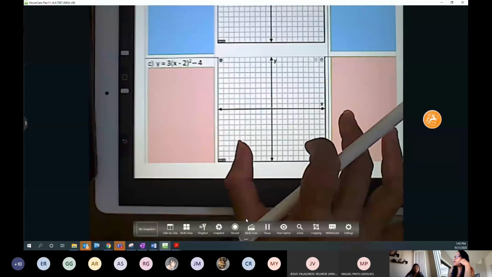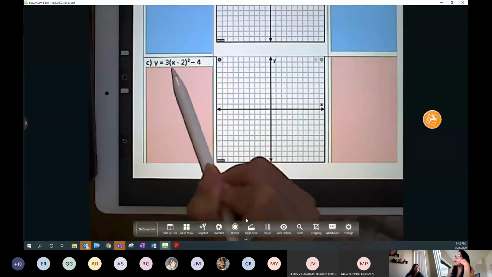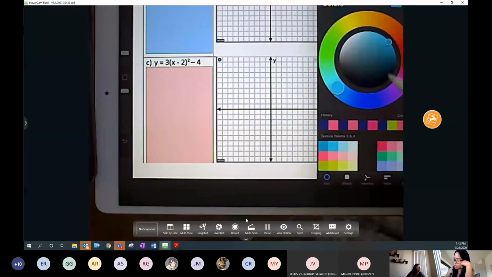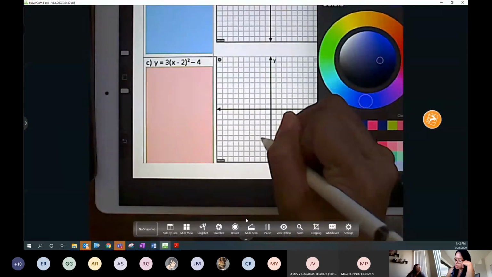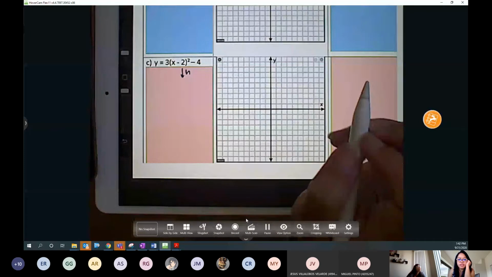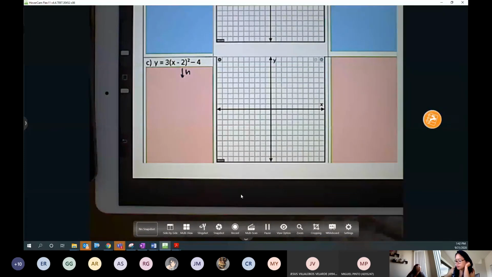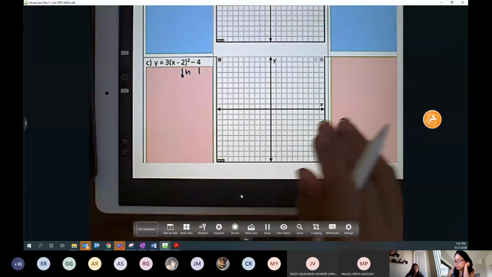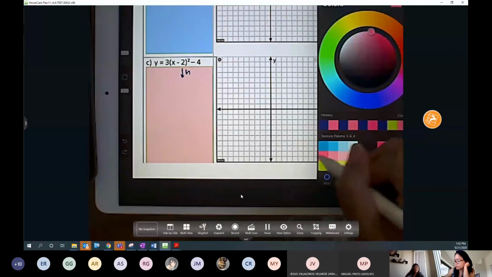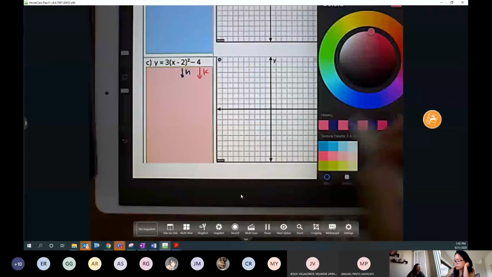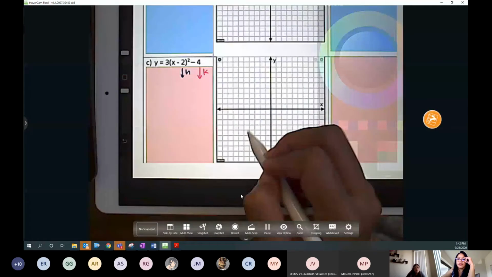All right, so the last one is 3(x - 2)² - 4. Okay, who can give me the h here? What would be the h? Okay, anyone?